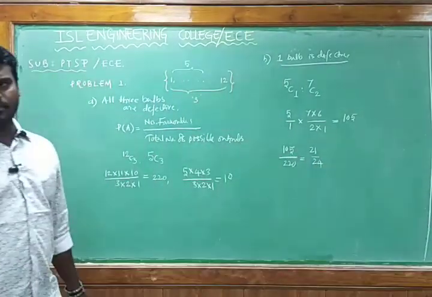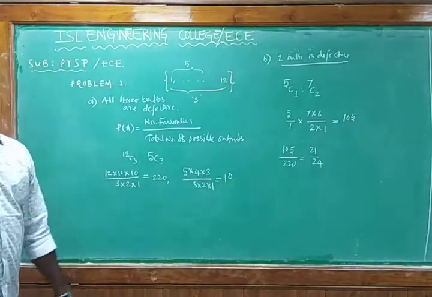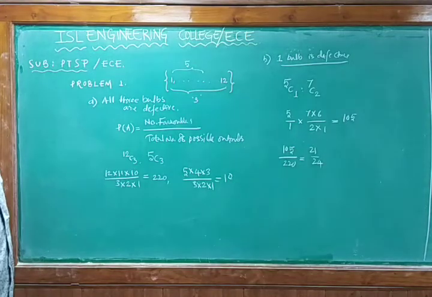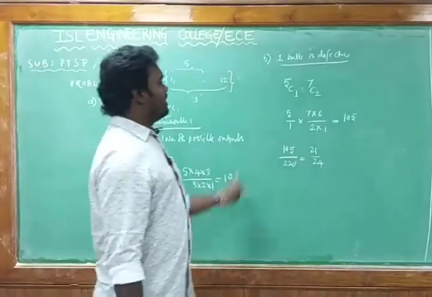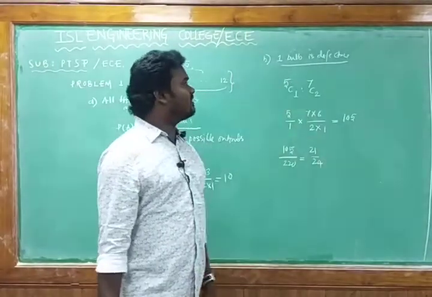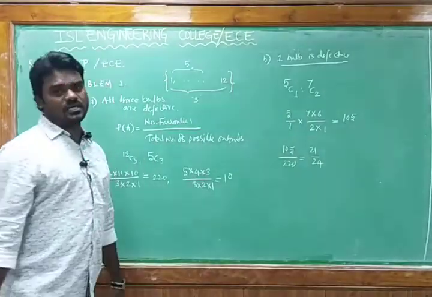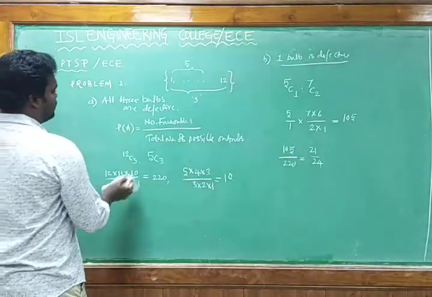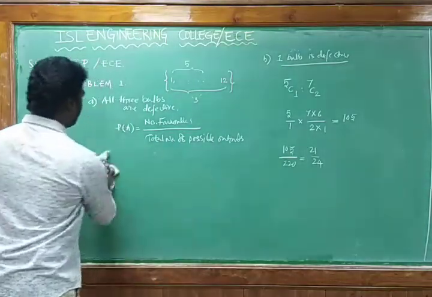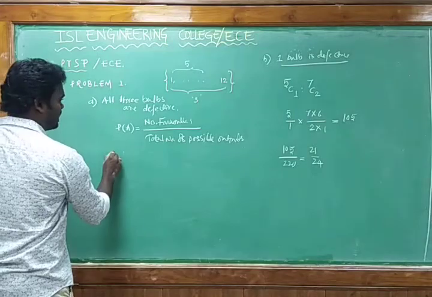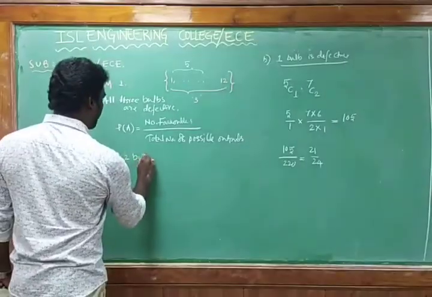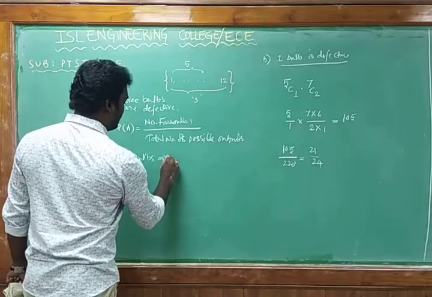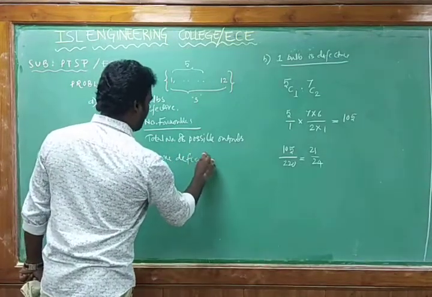The third question, in the same given information, is that 2 are defective. The first case is all 3 defective, the second case is 1 bulb defective, and the third case is 2 bulbs defective. If you go with the third question, 2 bulbs are defective. How can we calculate this?